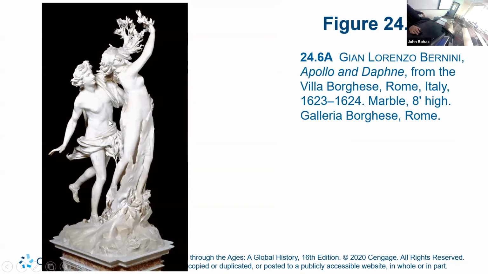Apollo and Daphne. Daphne turns into a tree, that's from Greek mythology, but they still like that. They have a return to ancient Greece and Rome. And it's part of their heritage.